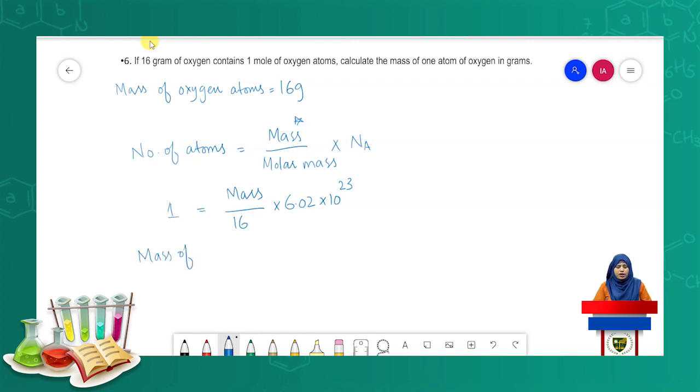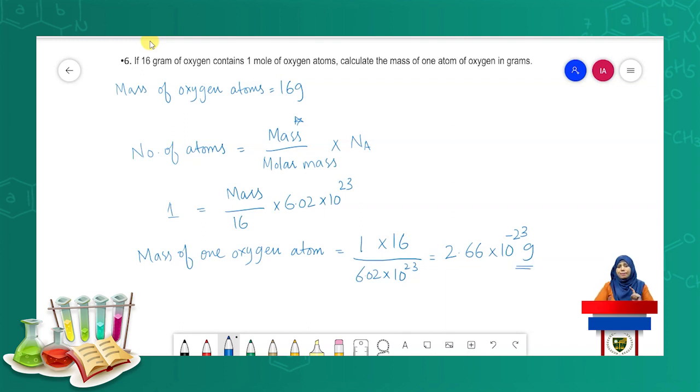So mass of 1 oxygen atom is equal to 1 multiplied by 16 divided by 6.02 into 10 power 23. And if we simplify this value, we will get our answer, which is 2.66 into 10 power minus 23 grams. जी हाँ, चूंकि हमने एक एटम का mass find किया है तो यूनिट आएगा इसके साथ grams का.